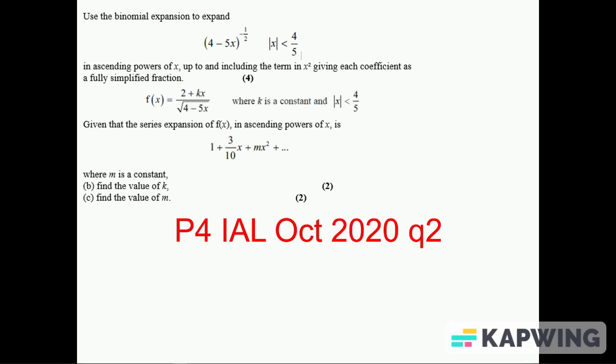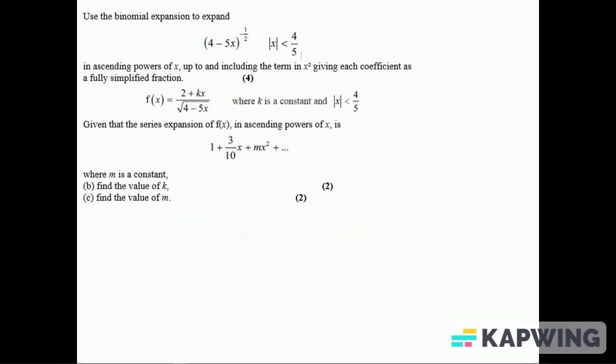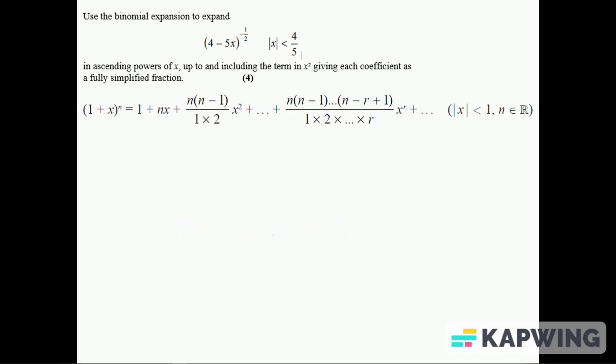Right, we've got the P4 International Paper, October 2020. Only question 2. It's a binomial expansion question, but I think it deserves to be a bit later in the paper, just my personal view. So I'm going to do a binomial expansion on 4 minus 5x to the minus a half up to x squared. So here's the binomial expansion.